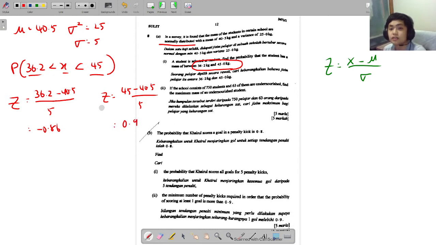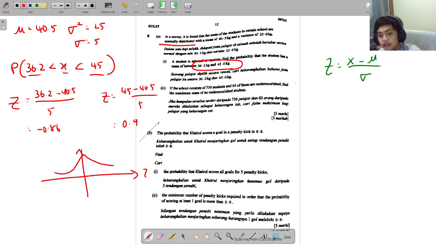So we got the two z-scores here already. When we have the z-scores, we can have a sketch of the z-curve, the bell curve. I'm just going to draw a simple sketch here. So this is z. Positive values are on the right side, so this is 0.9, and negative values on this side, which is negative 0.86. The question is interested in finding the probability of students within this mass range, right?